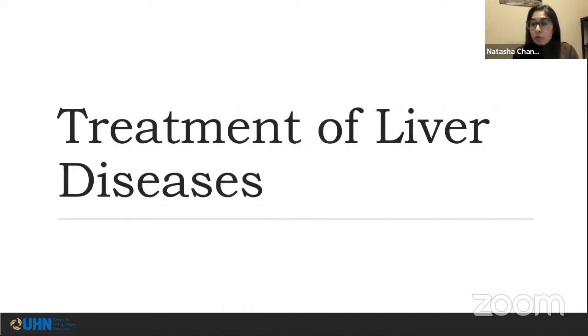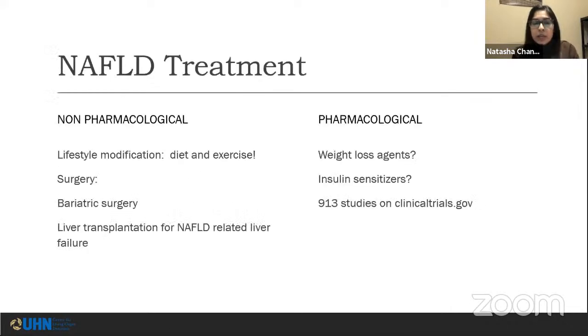I now want to give you an overview of treatment of common liver diseases. As I alluded to earlier, non-alcoholic fatty liver disease unfortunately has no known helpful pharmacological therapy at this time. However, there is room to be optimistic. Currently, there are 913 clinical trials going on, and we're in a mad search to find some therapeutic medications for our patients. We know that dietary changes and exercise are very, very important and may be very helpful.